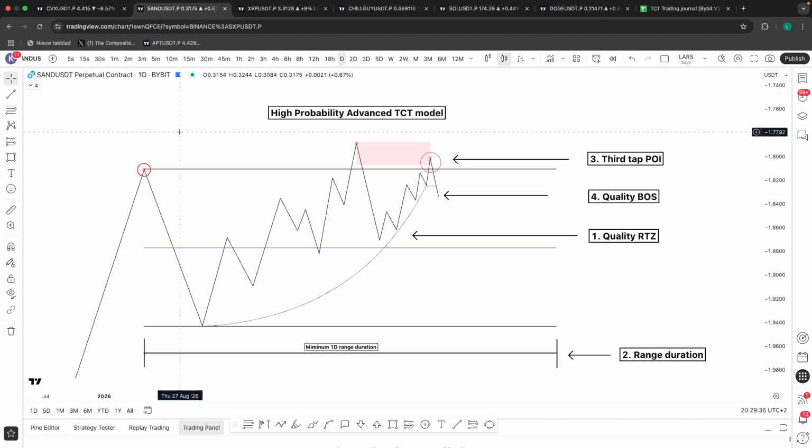The second is going to be a minimum of 1 day from a range duration perspective to avoid trading irrelevant models. We're going to be having two exceptions in section C, but for now, focus on the consistent, average, high probability advanced TCT model with a minimum of 1 day in range duration, where usually if it's 1 day in duration, it will also be around 1 day and 10 hours from personal experience.